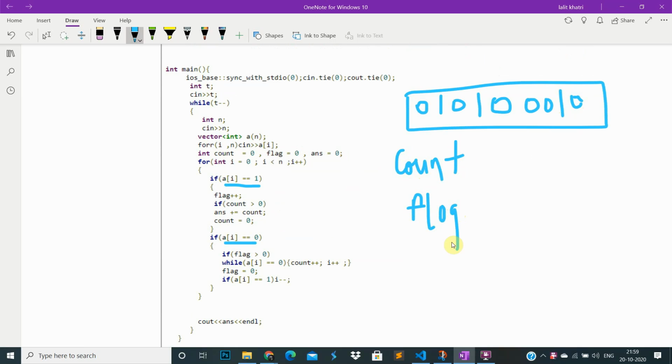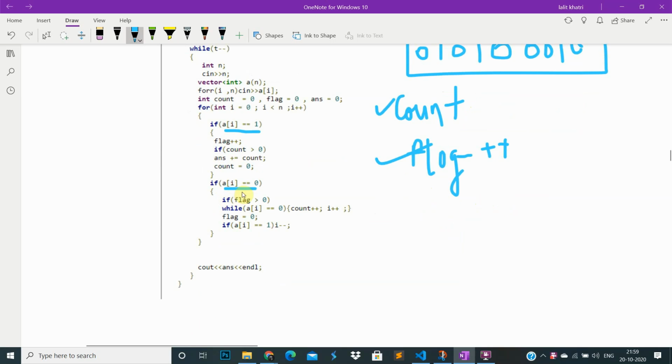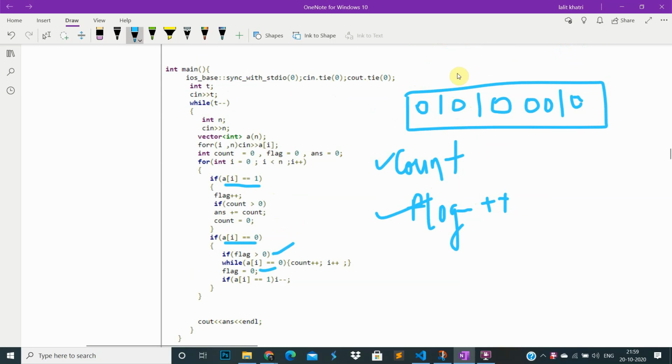If we encounter 1 in the array, then we increase flag by 1, and if we encounter 0, then we increase count. So first, ai is 0, and I initialize both to 0. Flag is not greater than 0, so nothing happens, and flag stays equal to 0. Now we come here.